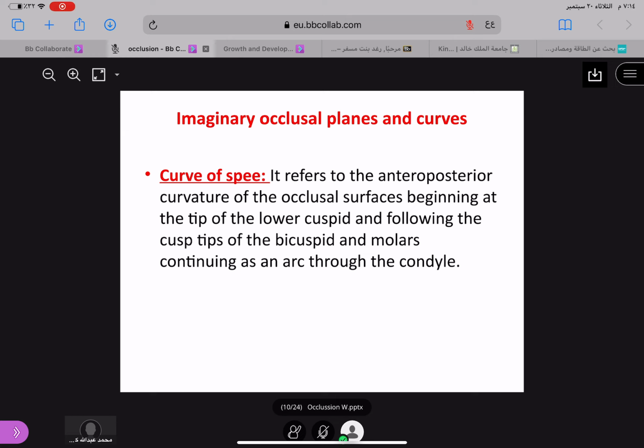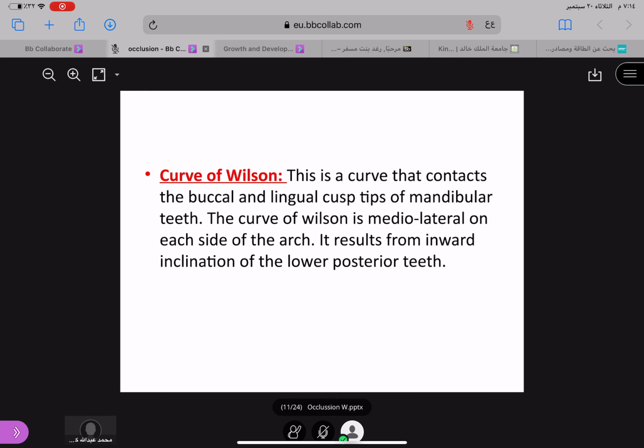Now, there are some imaginary occlusal planes and curves that exist in normal occlusion, ideal occlusion. I'm sure you must have heard about the curve of Spee. It is referred to as the anterior-posterior curvature of the occlusal surfaces beginning at the tip of the lower cuspids, mandibular canines, and following the cusp tips of the bicuspids, that is premolars and molars, continuing as an arc through the condyle. That is the curve of Spee, which is very important in normal occlusion. For the prosthodontist and for the orthodontist, it's a very important curve.